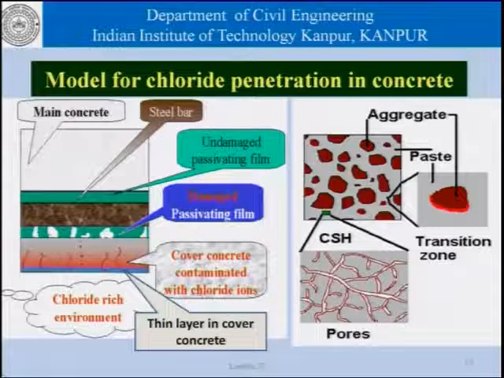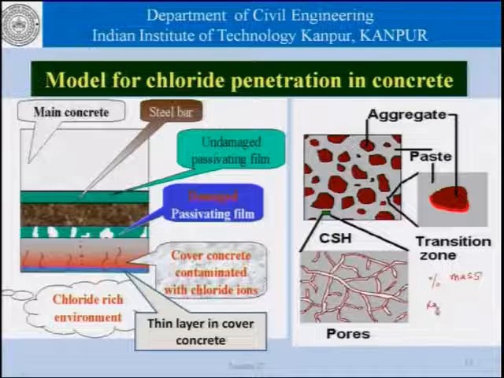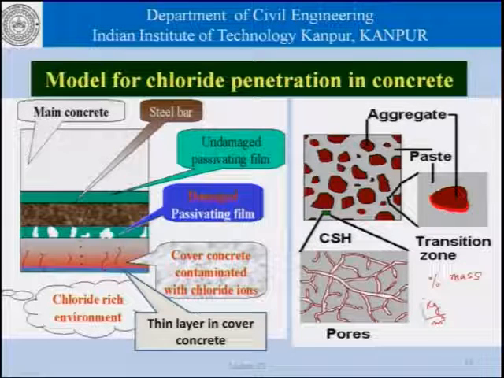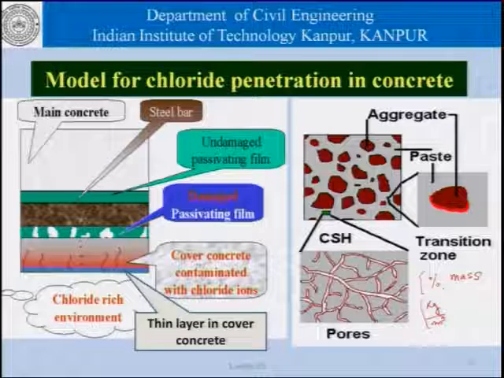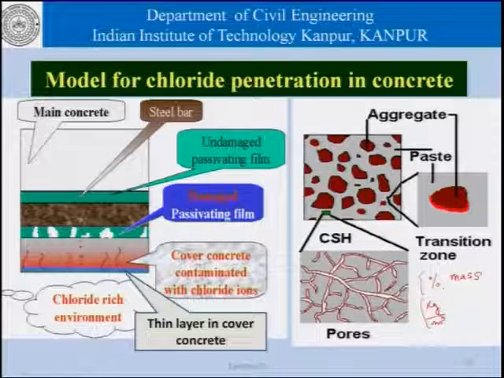The concentration of chloride ions in concrete is generally expressed as a percentage by mass, that is, kilograms of chlorides to a kilogram of concrete powder, or sometimes expressed as kilograms of chlorides per cubic meter of concrete. Different units are used depending on what is our convenience. So, we can convert one from the other because we know the density of concrete and all these other constants. So, we can proceed with that.